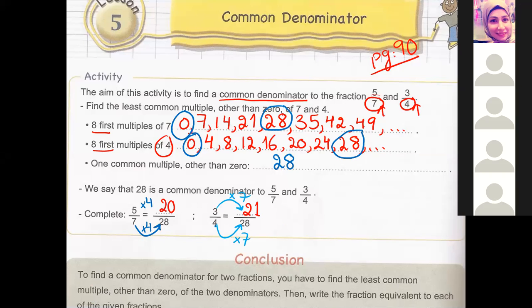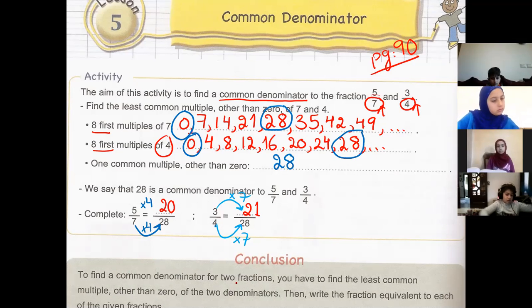So in order to find the common denominator between two fractions, we will find the multiples of the first denominator, then the multiples of the second. When we see the first common multiple other than 0, we call it the common denominator. Is it clear? Here we have to show our work according to the question.